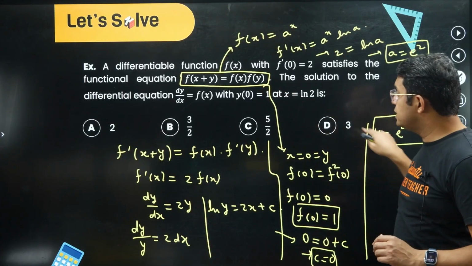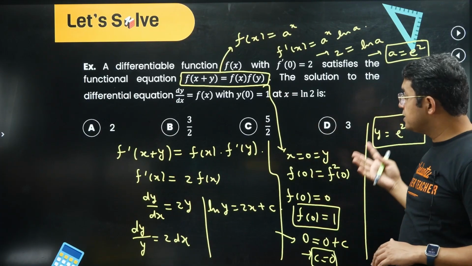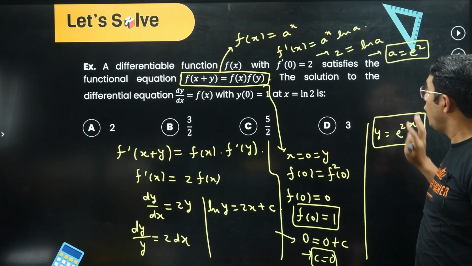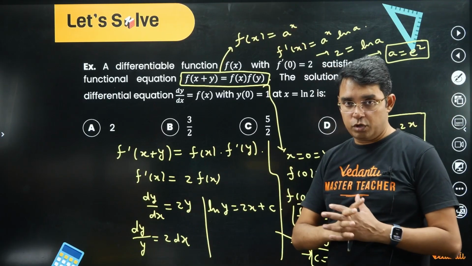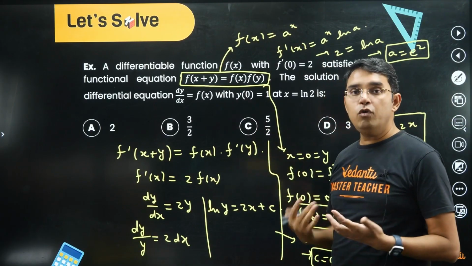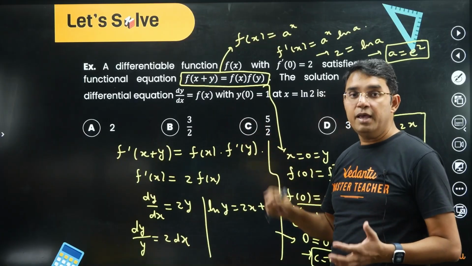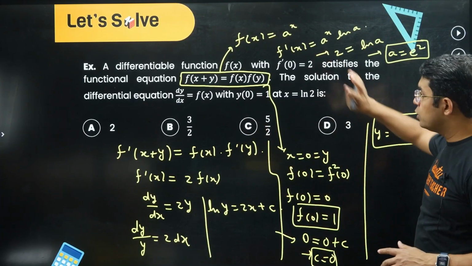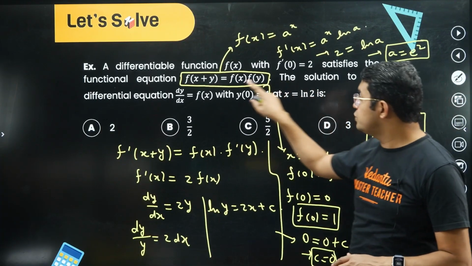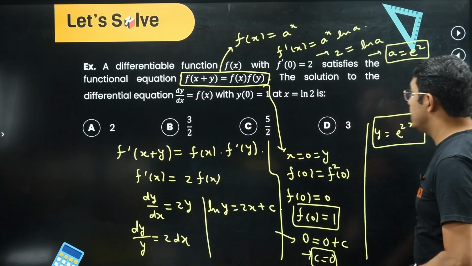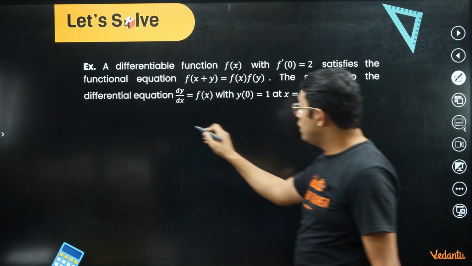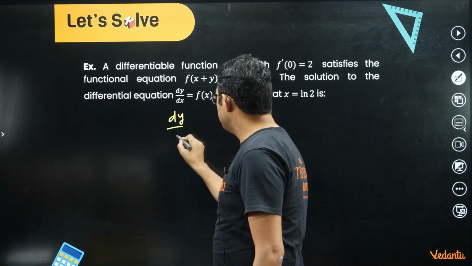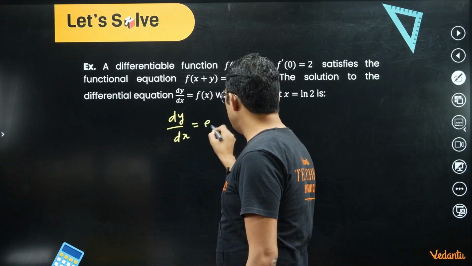If you are going with this functional equation, solving this functional equation properly, this is the method. Or you can do it by direct observation also. We must remember a few of these results like x plus y, x into y, and a few more. So this is coming directly from there also. Now the next part, the solution of the differential equation dy upon dx is equal to fx. So we are looking for dy upon dx equal to e power 2x.